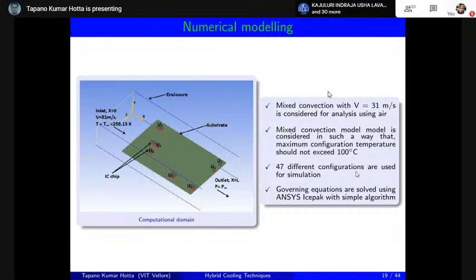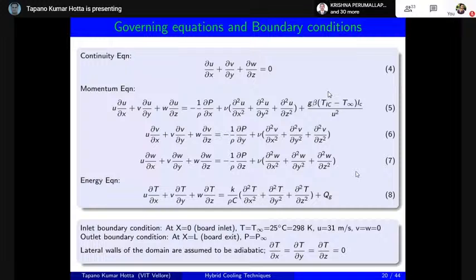using the proper governing equations as well as boundary conditions. These are some of the fundamental governing equations you might have come across while you studied heat transfer convection. This is my continuity equation. Continuity equation is only one because mass is a scalar quantity. There are three momentum equations because momentum is a vector, and there will be one energy equation.